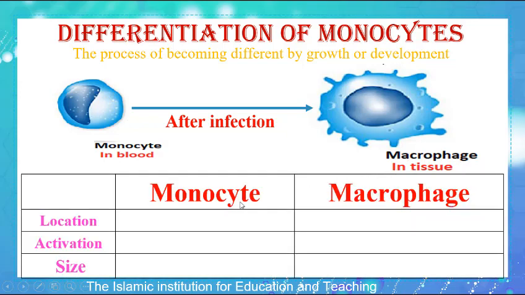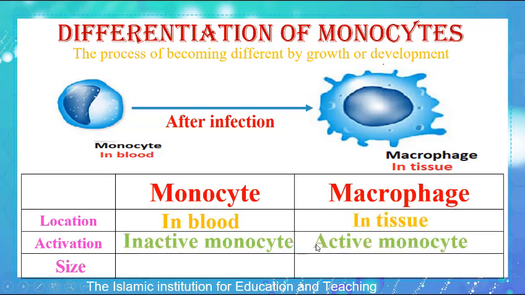So please now pause the video and do a comparison between monocyte and macrophage according to their location, activation, and size. Excellent. Monocyte is present in blood, while macrophage is present in tissue. Monocyte is inactive, while macrophage is active against microbes. Monocyte is small, while macrophage is bigger than monocyte.